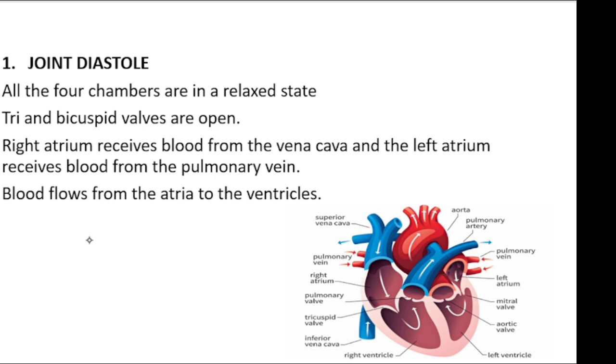The successive stages of cardiac cycle include: initially when the cycle is starting, all the four chambers of the heart are in a relaxed state. This is called joint diastole. During this time, the tricuspid and bicuspid valves are open. So, the pressure in the ventricle falls, and as a result, blood from the pulmonary veins and vena cava flows into the left and right ventricle, respectively. But there is no flow of blood from the ventricles to the aorta and pulmonary trunk as the semilunar valves are closed at this stage.